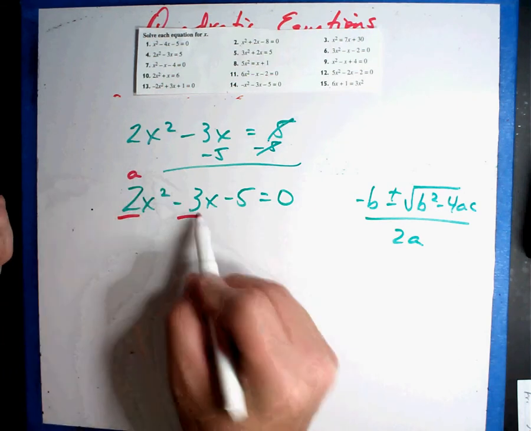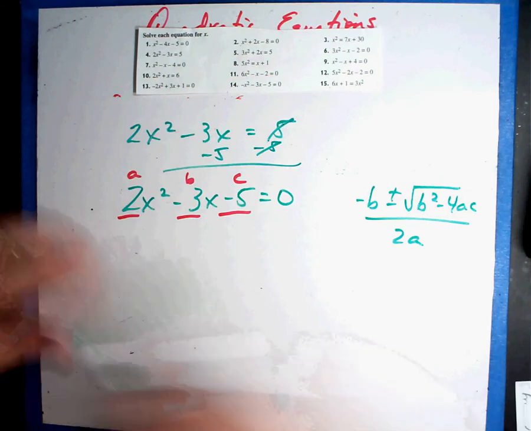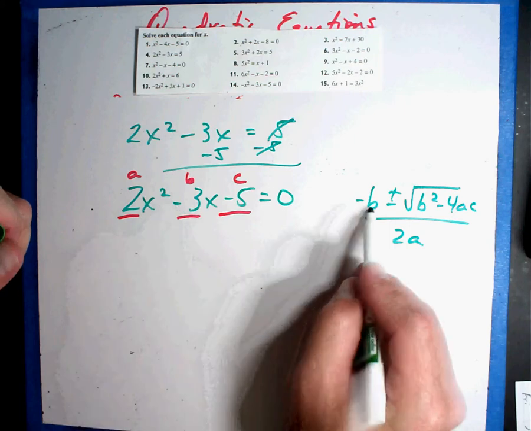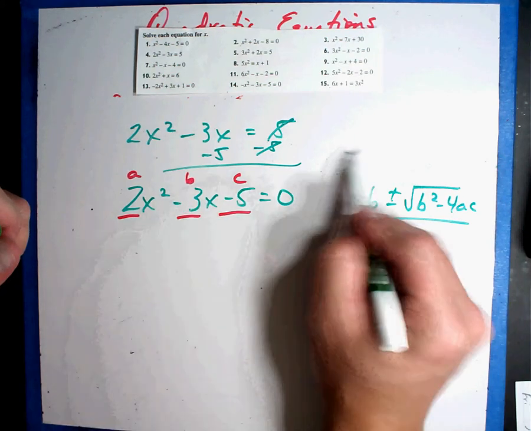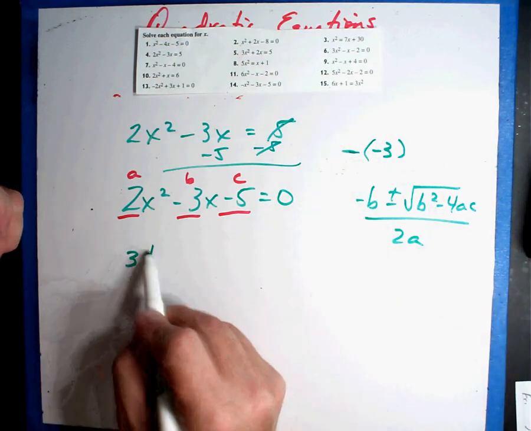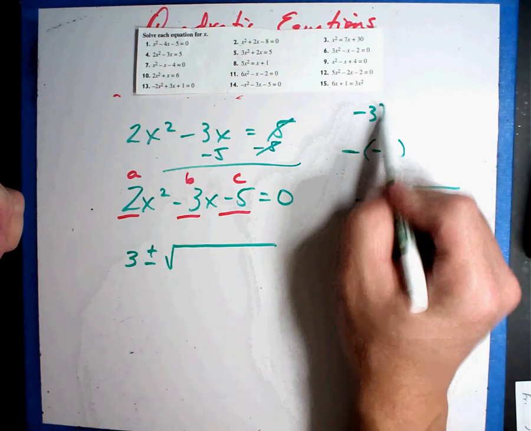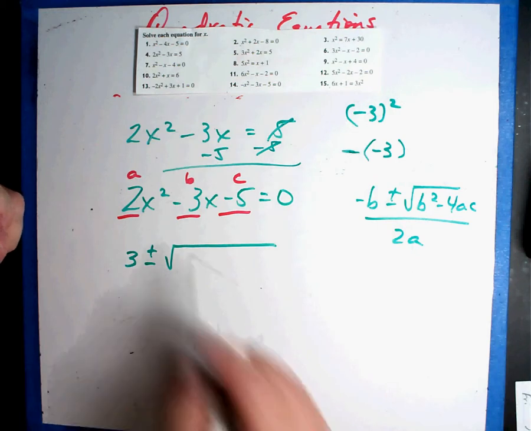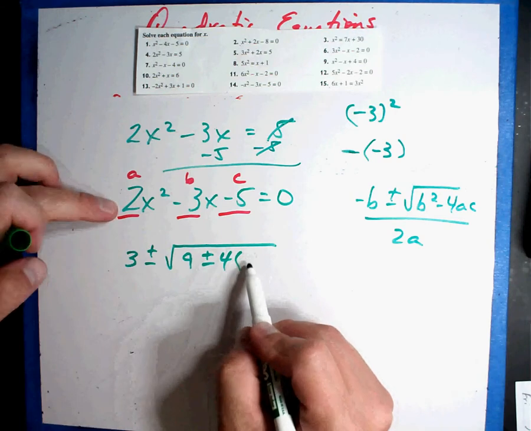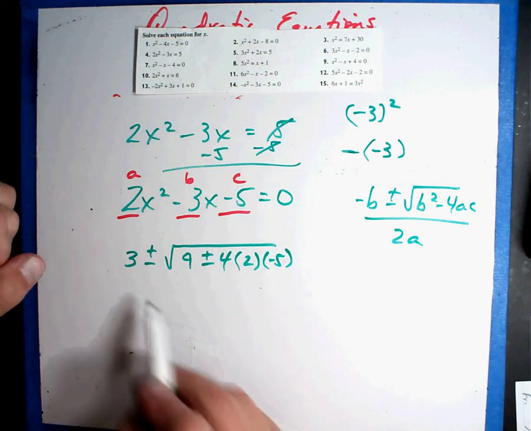A is 2, b is negative 3, c is negative 5. So I'm just going to plug them into this formula and see what I get. Minus b, and it's a minus 3. So minus of a minus 3 gives me a positive. So that's 3 plus or minus the square root of b squared. So that's negative 3 squared. 3 times 3 is 9, so that's positive 9. Plus or minus 4 times a, which is 2, c is minus 5.